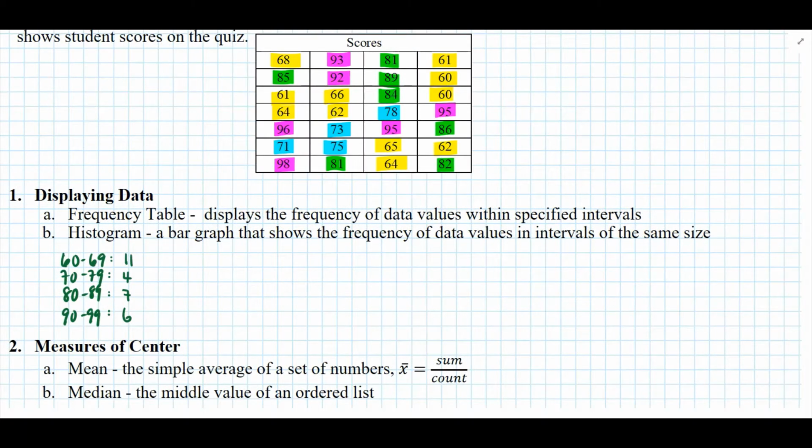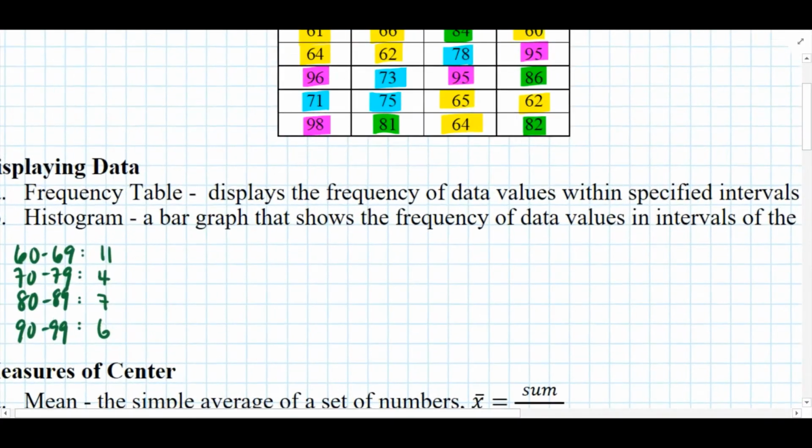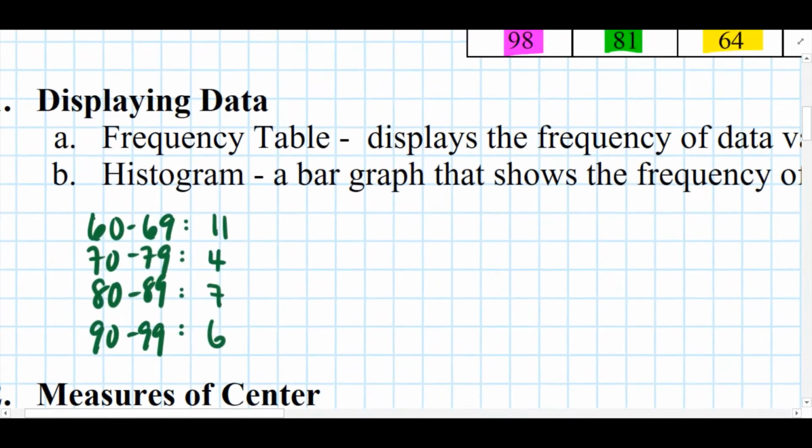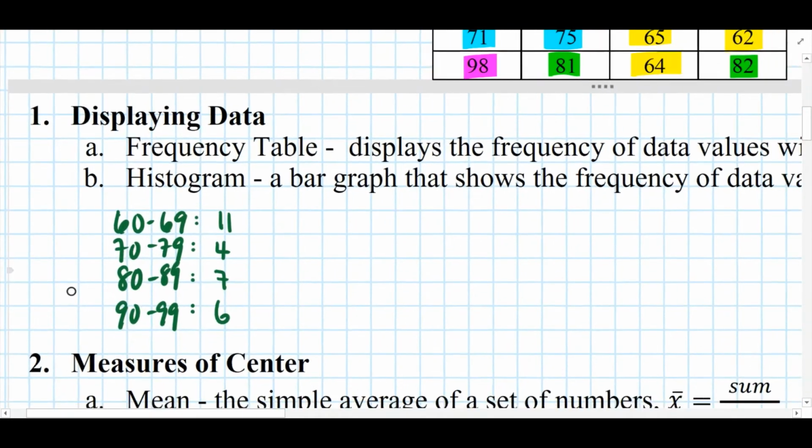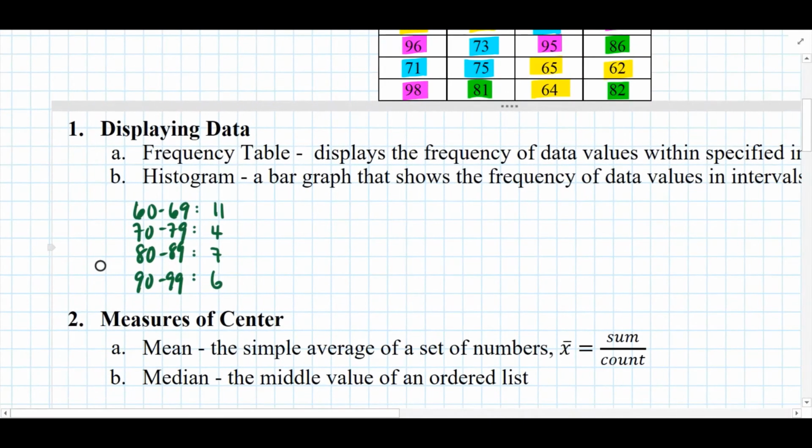This is a little better than looking at the raw data. At least we can tell there is a large number of students that scored in the 60s, and close to an equal number of students scored in each of the other groups. For those that are more visual learners, or if there were more groups of data, translating this data into a histogram might be more helpful. A histogram is a bar graph that shows the frequency of data values in intervals of the same size.